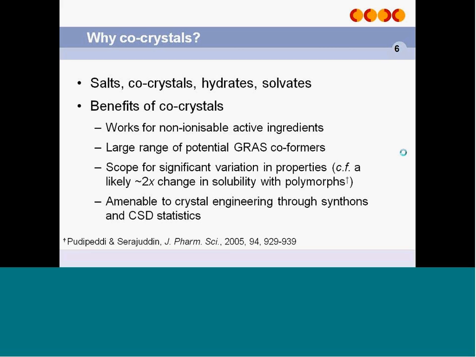So if the active ingredient is non-ionizable, salts aren't an option. So co-crystals are really one of the best ways to go. There's also a very large range of potential pharmaceutically acceptable co-formers, as opposed to a relatively small range of counter-ions available. There's also scope for a very significant range in properties with co-crystals in comparison to polymorphs. So if you're thinking about polymorphs, a paper in 2005 was doing some research that suggested that you're only likely to see a factor of 2 change in solubility, whereas with co-crystals you can experience a lot wider variation in properties. Co-crystals are also amenable to crystal engineering through synthons and CSD-based analysis. So we'll see later on in what ways you can actually use that.